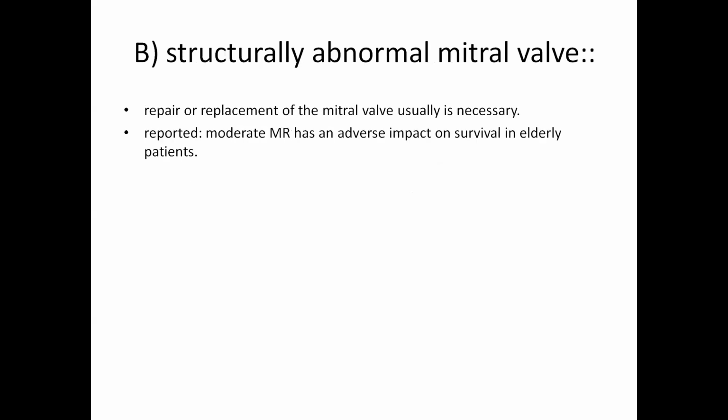For the structurally abnormal mitral valve, we have to repair or replace the mitral valve along with the aortic valve. They report that moderate MR has an adverse impact on survival in elderly patients. So we are going to replace the mitral valve even if it's secondary.